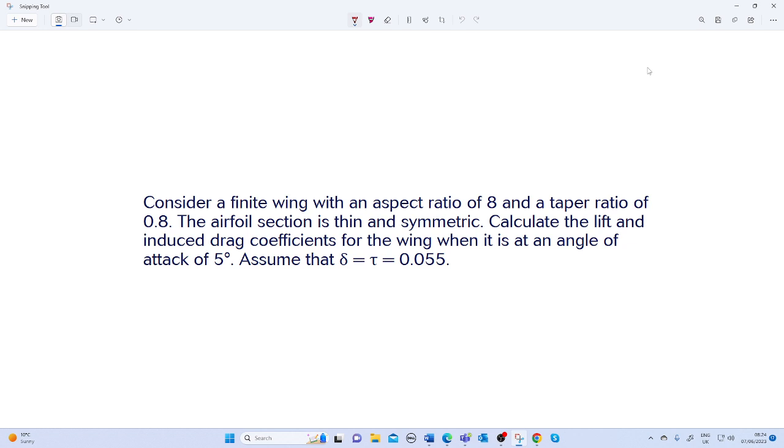Today we have another question from an aerodynamic point of view. Now let's read through the question we have today.